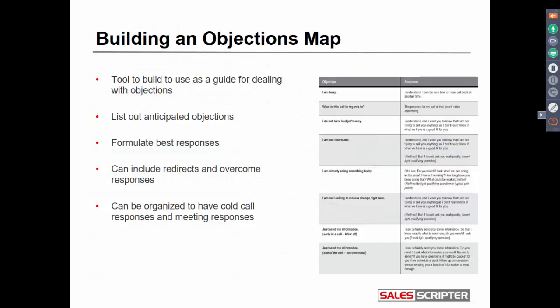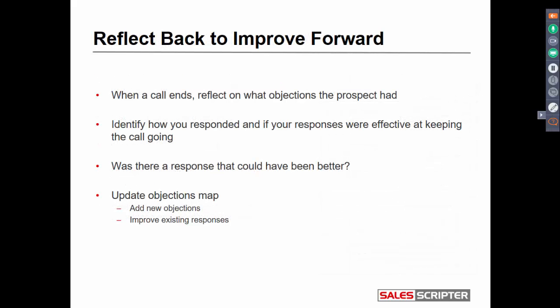Now, one thing you could do is take all this and build what we would call an objections map. It could just be a simple document, with one column of your objections and one column of how you can respond to those. That should improve how you're dealing with these objections.